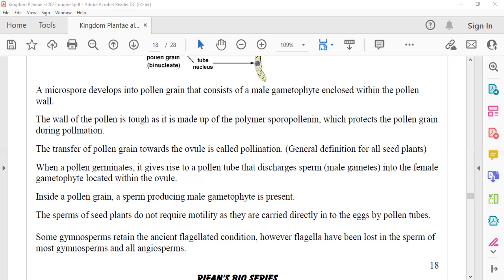Understood? Yes, sir. It is considered as a single fertilization. It is considered as a, what is it? Single fertilization. Although there are two sperms there, they are fertilizing two egg cells.